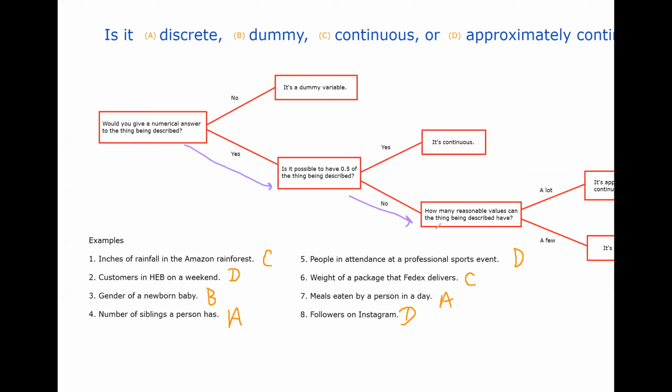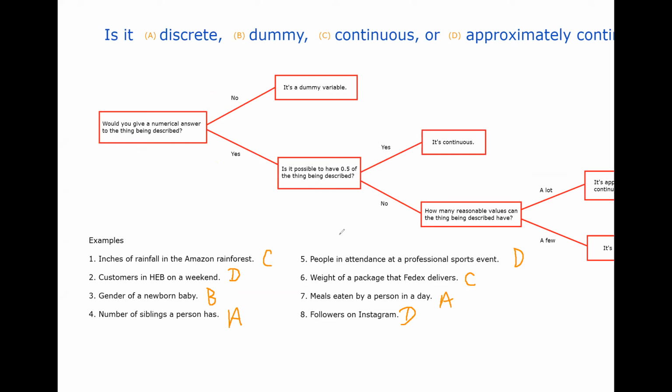How many reasonable values can the thing being described have? It's probably going to be a lot, right? If we're talking about Amazon, they're a large box retailer. They're delivering hundreds, thousands, tens of thousands of packages in a given day, and that list is going to be very large. So for that reason, number one is going to be approximately continuous.